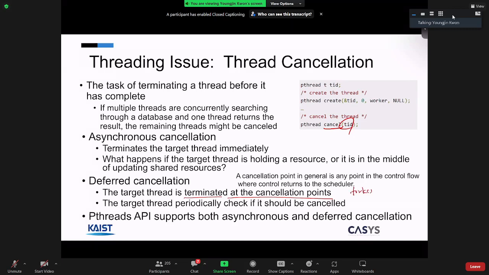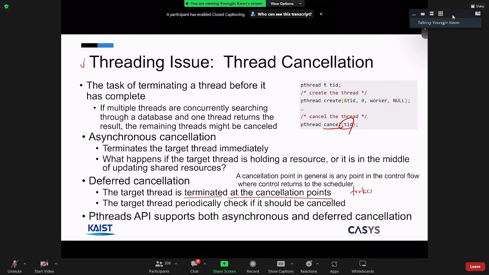The fork is also a cancellation point. In the fork, both threads can be suspended. It goes to the kernel, and parent and child are re-entered into one queue. Therefore, fork is also one of the cancellation points in thread cancellation. The pthread actually does the deferred cancellation in the fork. Okay, so pthread supports both asynchronous and deferred cancellation. This is also one of the complicated implementation issues.